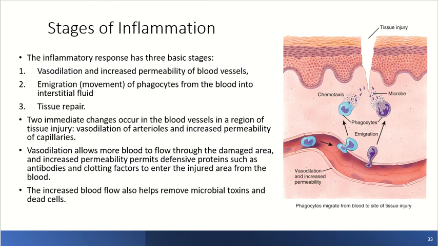Vasodilation is going to allow for more blood to flow through the damaged area, and that increased permeability is going to allow for defensive proteins, such as antibodies and clotting factors, to enter the injured area from the blood. So an increase in blood flow is also going to help to remove any sort of microbial toxins or dead cells that might be in the area.